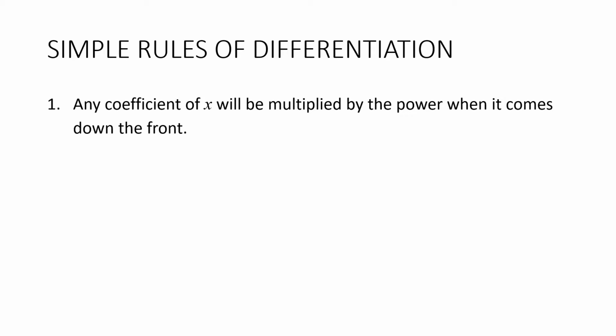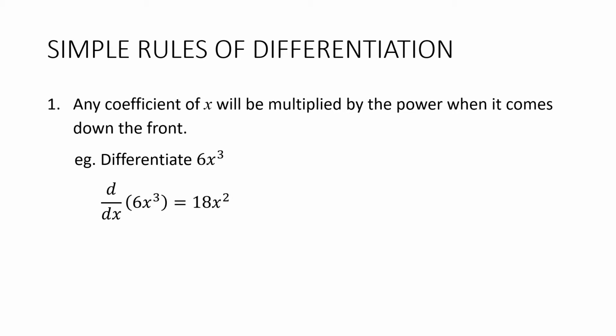There are some simple rules of differentiation. Here's the first one. If we have a coefficient of x, it's going to be multiplied by the power when it comes down the front. So we just include it. So this 3 will come down and multiply by the 6. So it's going to become 18x squared.